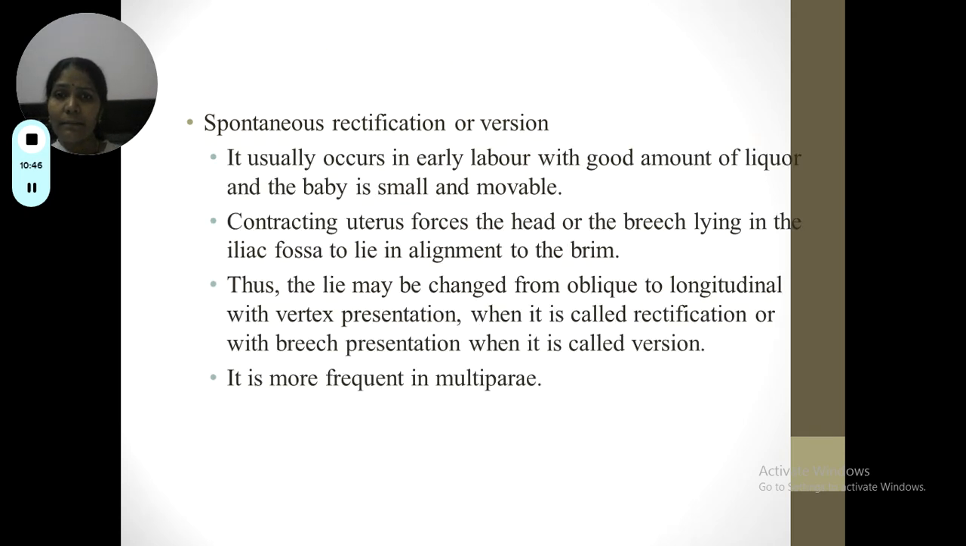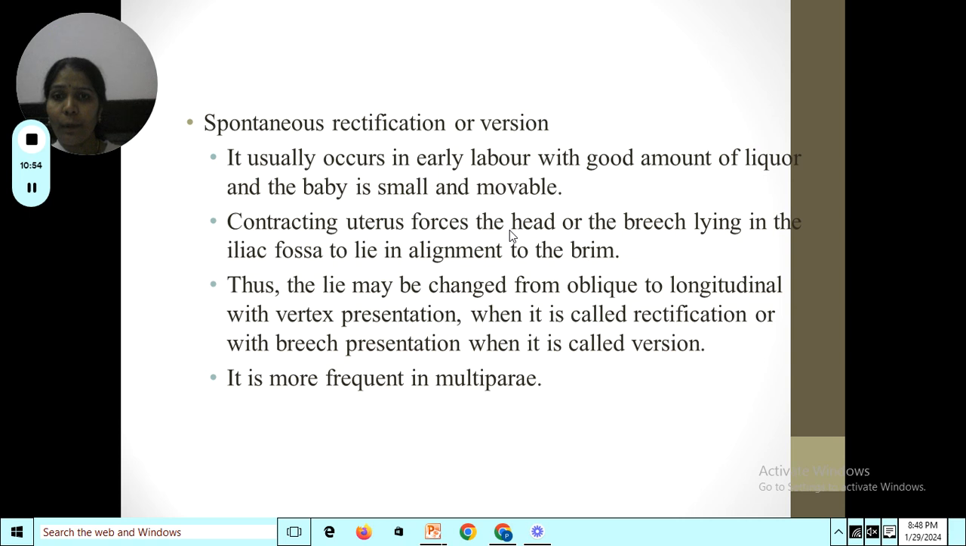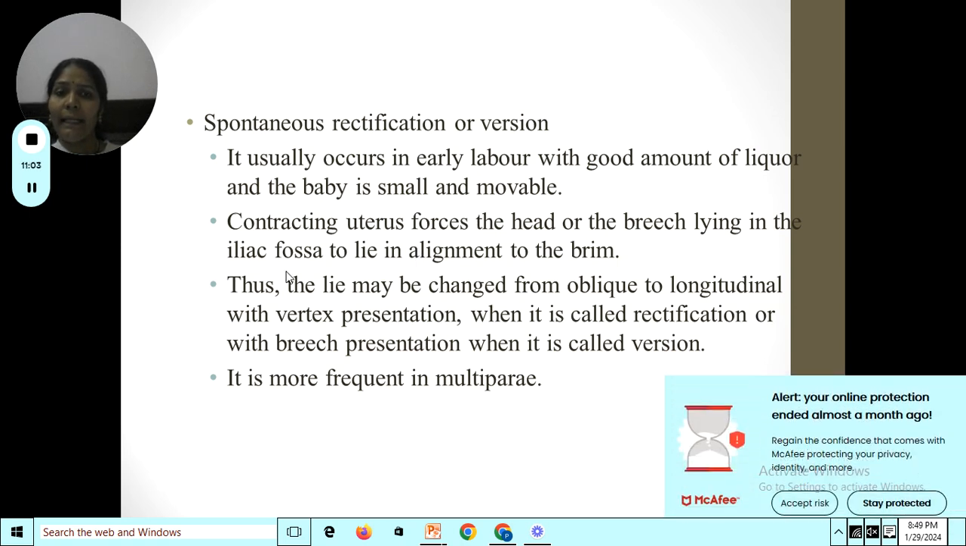So what is spontaneous rectification or version? It usually occurs in early labor with a good amount of liquor, and the baby is small and movable. And the contracting uterus forces the head or breech from one iliac fossa to lie in alignment with the brim. And with a good amount of contractions, the lie is changed from oblique to longitudinal with vertex presentation, which is called rectification, or breech presentation, which is called version. So the lie is converted to longitudinal and it can either be vertex or breech. And this is more common in multiparous women.